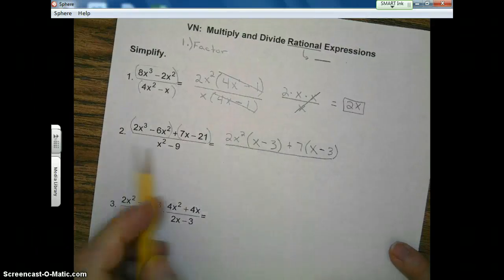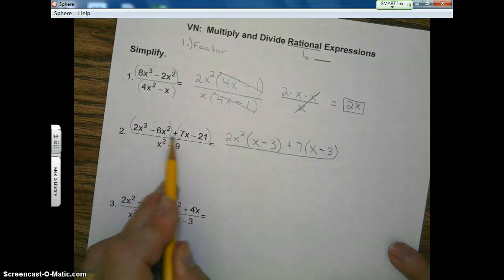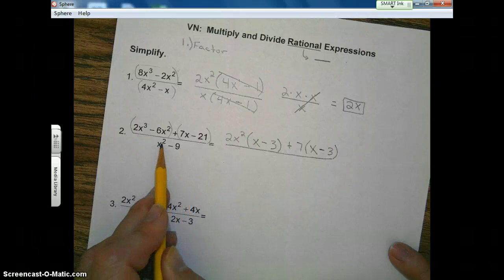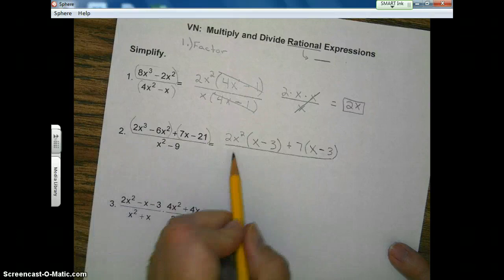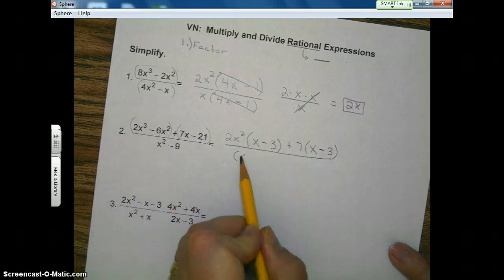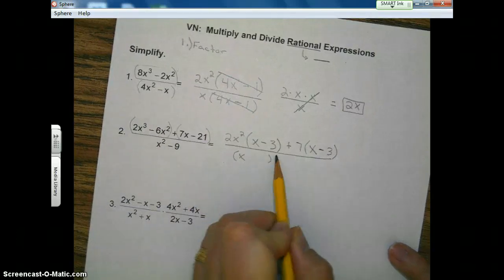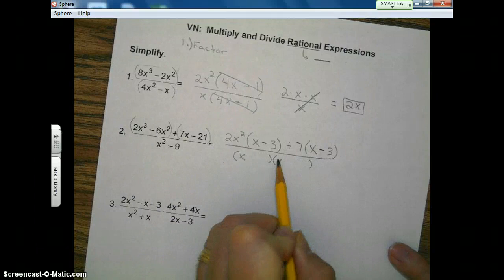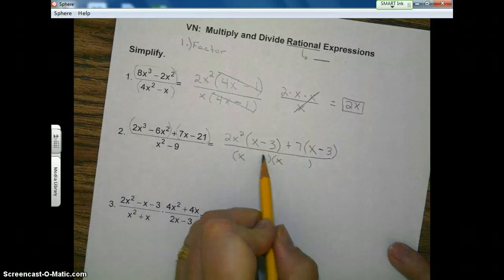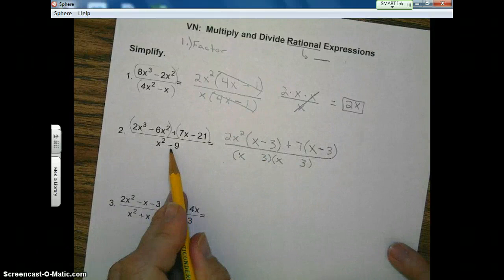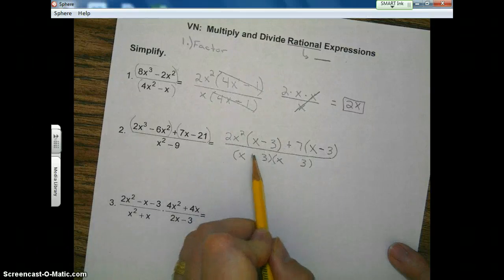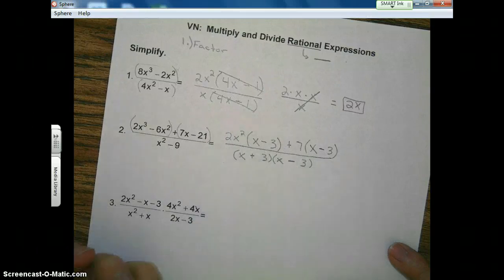Reminder, this is the difference of two squares. That's a perfect square because x times x is x squared. That's a perfect square because 3 times 3 is 9. So factoring that, hopefully you remember, breaking the x into x times x, breaking the 9 down to 3 times 3, and then one has to be plus, and one has to be minus.